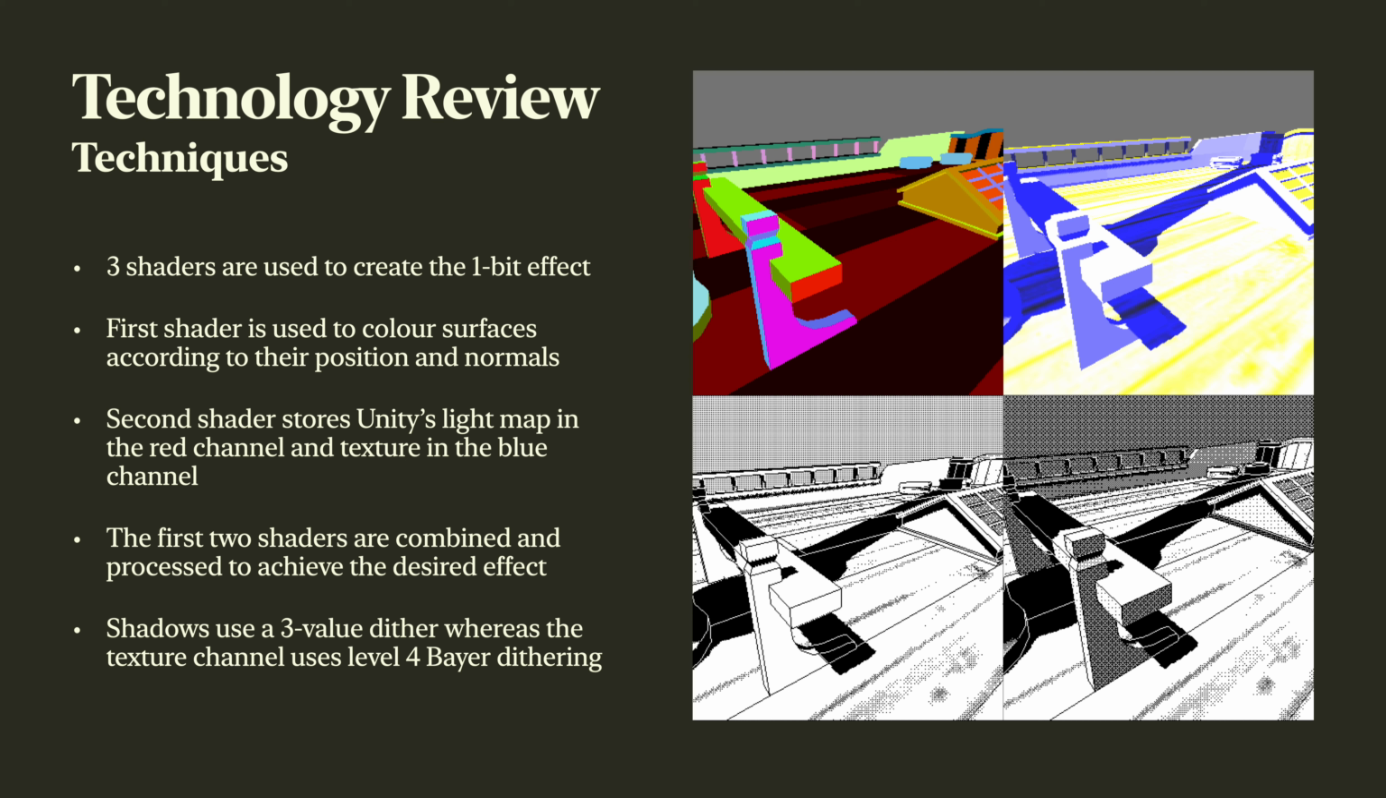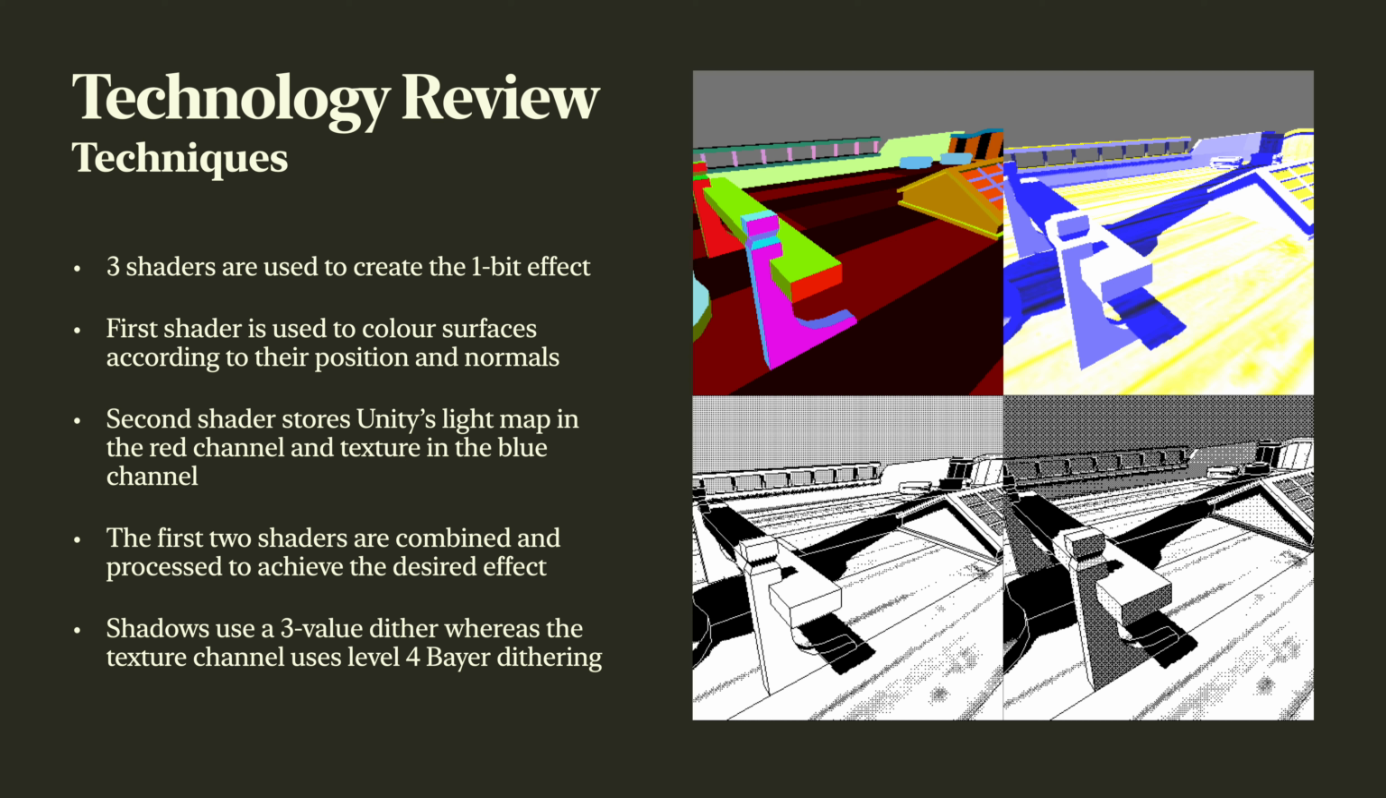In place of this approach, Pope leveraged the normal and position information of each surface to colour each surface a unique colour, which was then used to define the edges. And this is visible on the top left image.